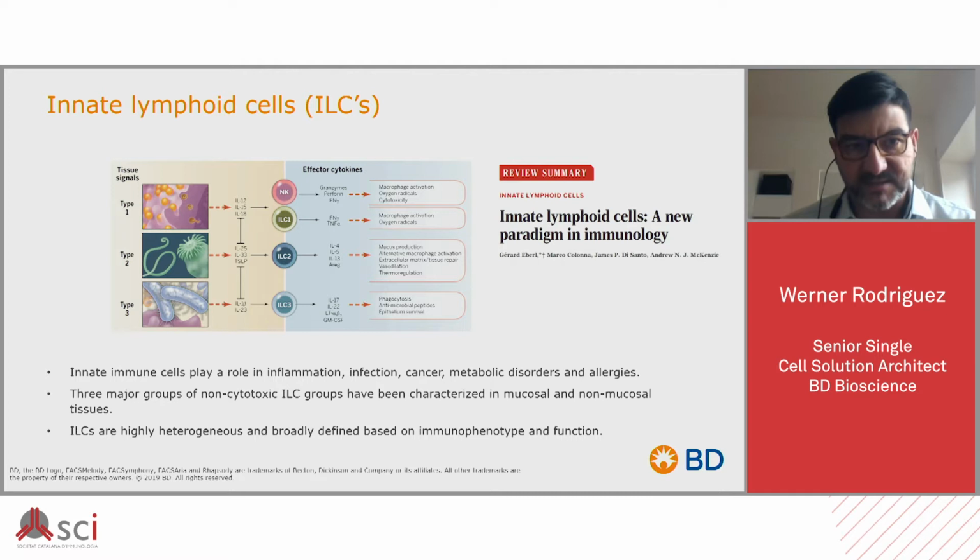the recently described innate lymphoid cells, and as we know, apart from the cytotoxic effect of the NK cells that are part of the innate lymphoid cells, there has been characterized three major groups that are ILC1, ILC2, and ILC3. And as has been recently and deeply studied, these cells are mainly contributing to different reactions of our immune systems in case of inflammation, infection, metabolic disorders and allergies, and even in cancer disease.